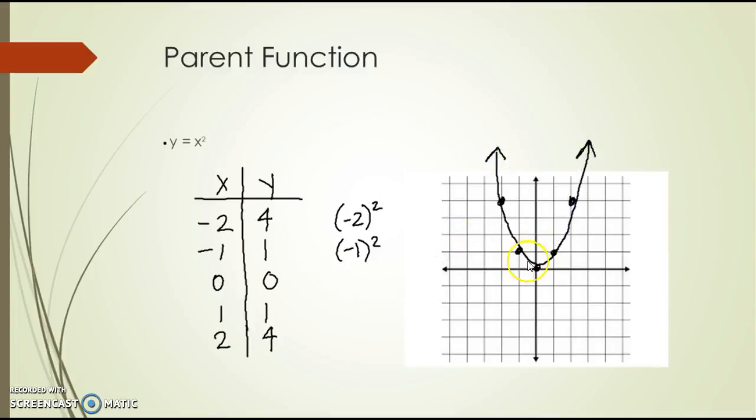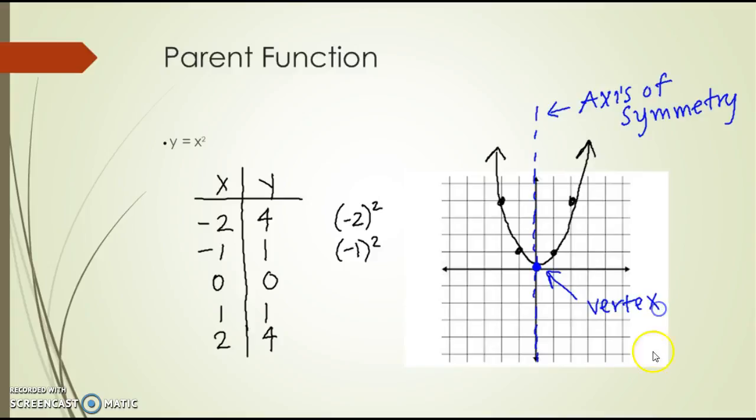If you notice, (0, 0) is the middle of the graph. Everything's symmetrical on both sides. So if I were to draw a dotted line down the middle, this is called the axis of symmetry. This is the very middle of my graph. The point that's on that axis of symmetry, the very middle point on the graph, is called the vertex. Okay, that is a very important point anytime we graph a quadratic. So you have to make sure that you're able to find the vertex.